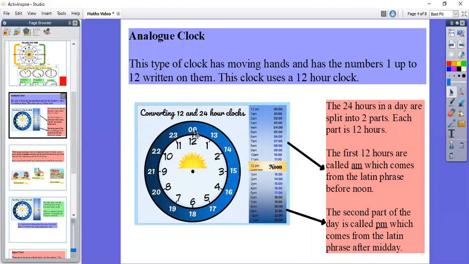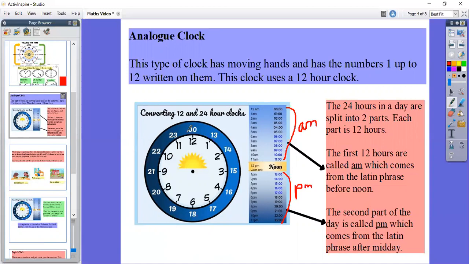Now we know that a normal day has 24 hours, and those 24 hours are split into 2 parts. Each part is 12 hours. The first 12 hours, which are these 12 here, are called the AM. And this comes from the Latin phrase before noon. The second part of the day is called the PM, which comes from the Latin phrase after midday.